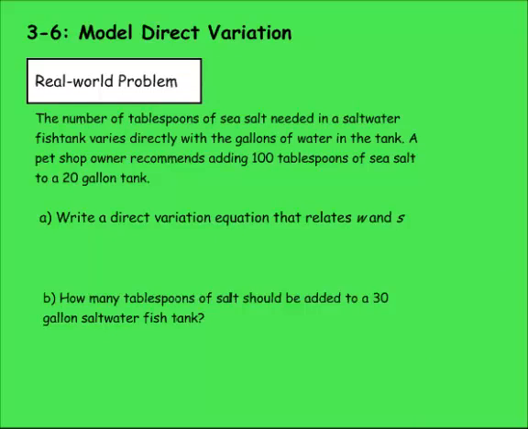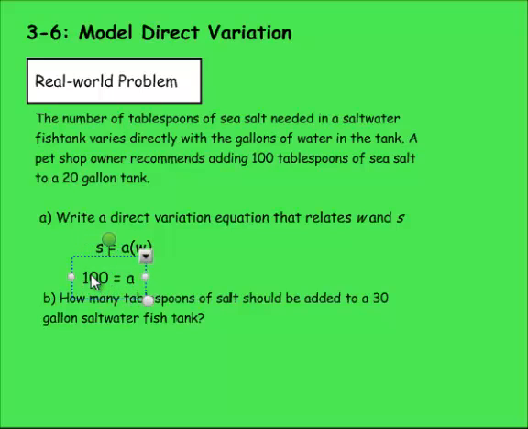Let's do a real world problem. The number of tablespoons of sea salt needed in a saltwater fish tank varies directly with the gallons of water in the tank. A pet shop owner recommends adding 100 tablespoons of sea salt to a 20-gallon tank. So we have W for water, and we have S for salt. So if we're going to write this out as the equation, we'd have S equals the constant times water. Okay, so S for salt equals the constant times the water. We could plug these numbers in then to find our equation.